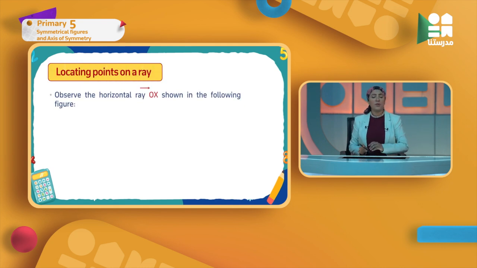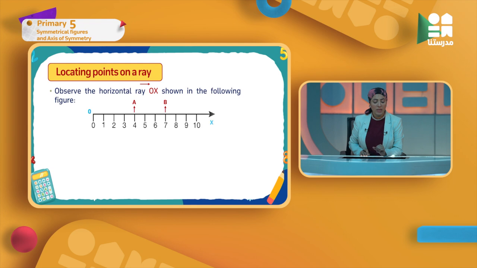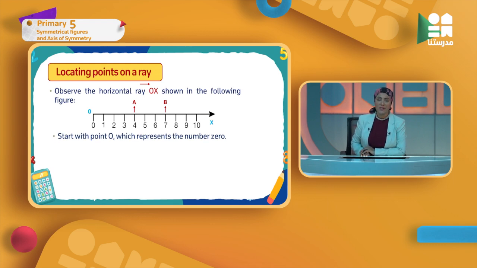Now let's move to another topic, which is locating points on a ray. Observe the horizontal ray OX shown in the following figure. Okay? I'll start with the point O, which represents the number 0. The point O is the origin point. In my plane, it is the 0 point where everything starts.